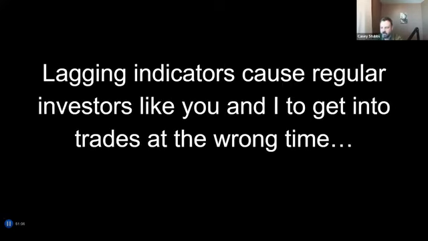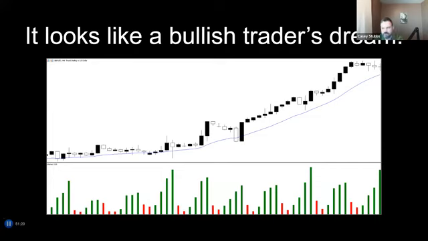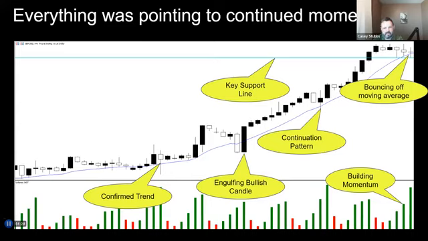Lagging indicators cause regular investors like you and me to get into the wrong trades at the wrong time. Let me show you what I mean. Here's the pound USD just 2 weeks ago. It looks like a bullish trader's dream. Everything was pointed to continue the momentum up.